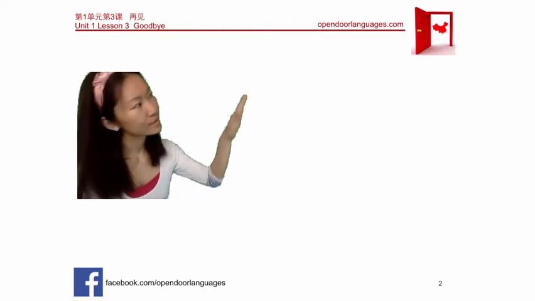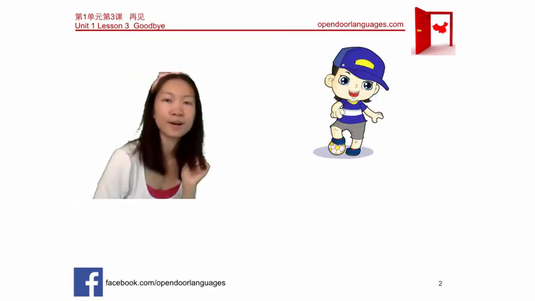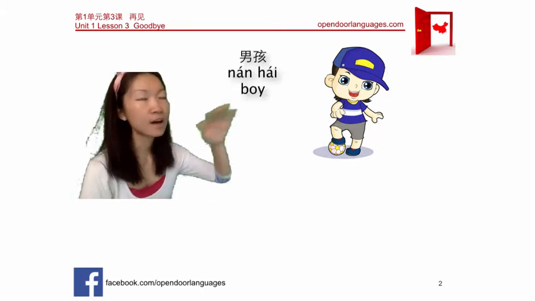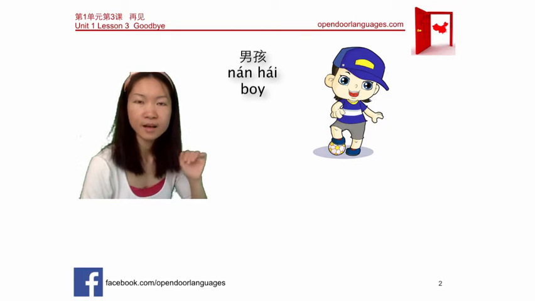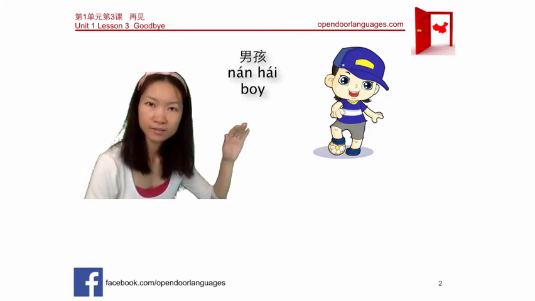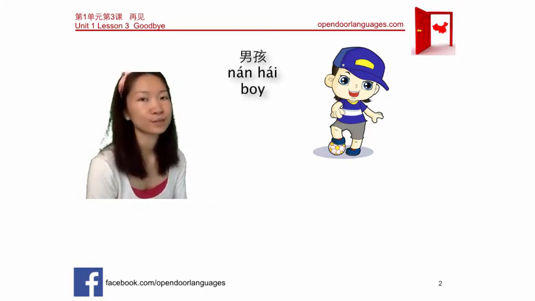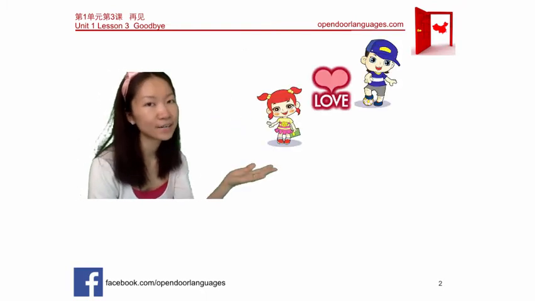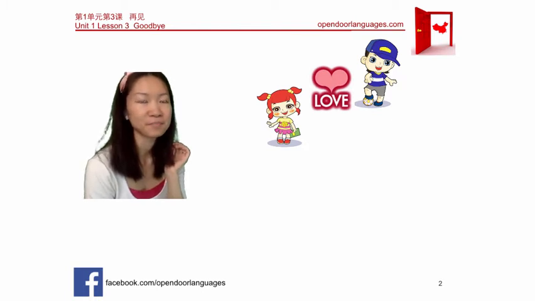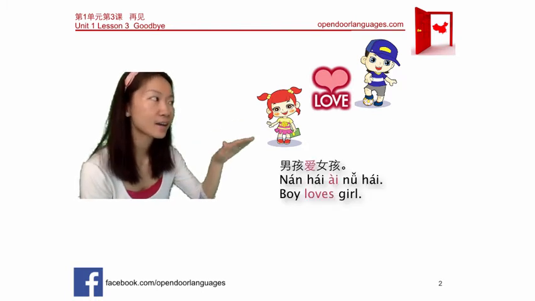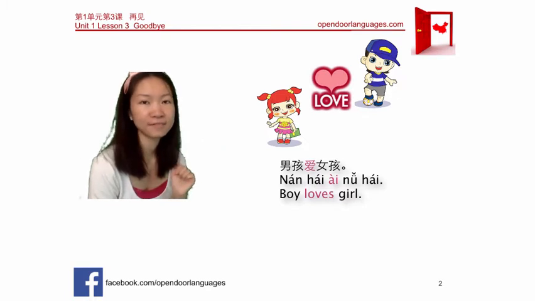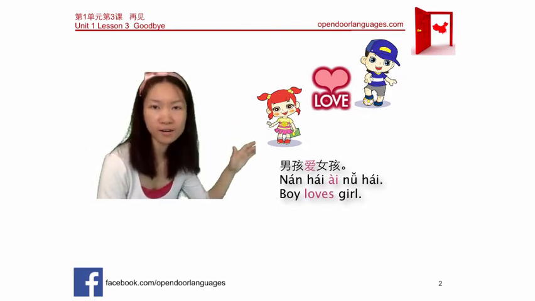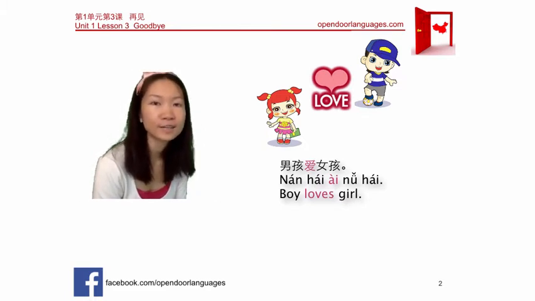All right. This is a boy. How's a boy, huh? That would be 男孩, 男孩, boy. So how to say boy loves girl? That would be 男孩爱女孩, 男孩爱女孩, boy loves girl.